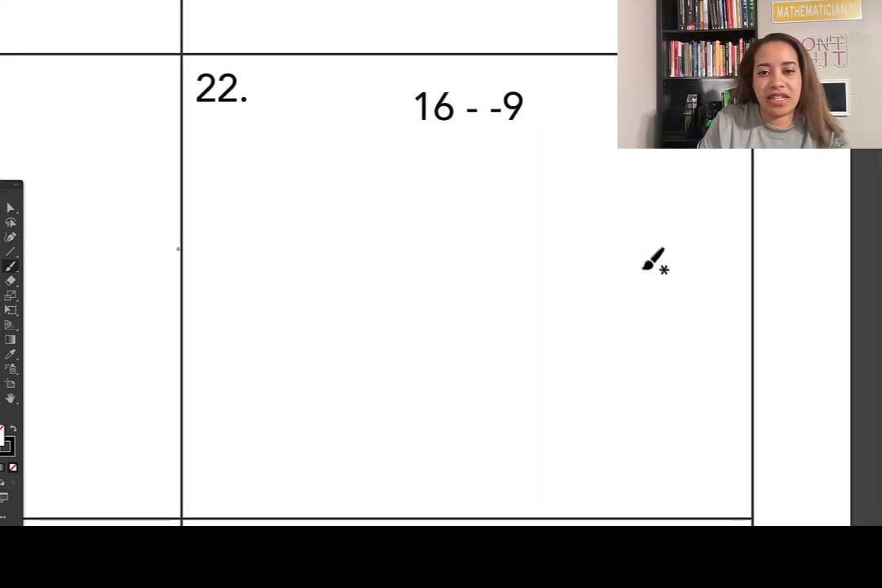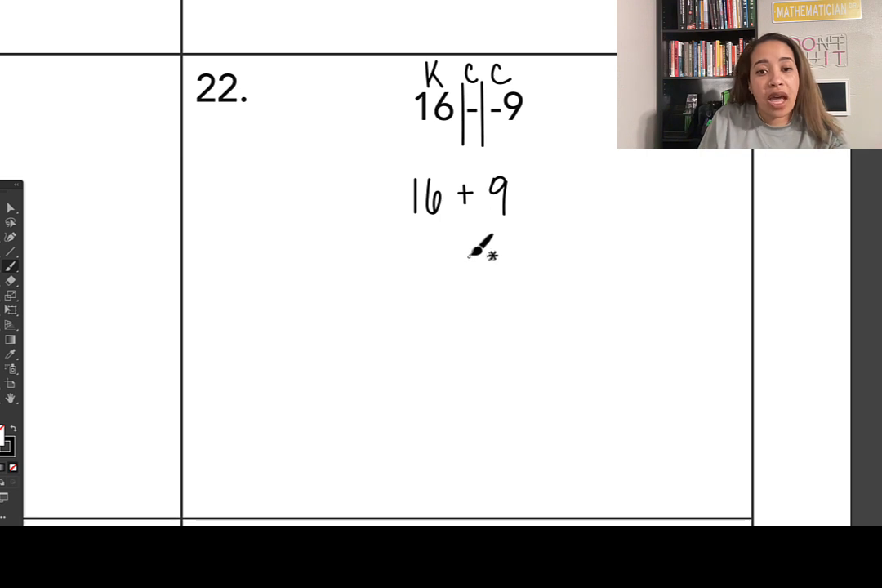Here is number 22. I see subtraction, so I say keep, change, change. We keep the 16, change from a minus to a plus, and change from a negative 9 to a positive 9. So now we are adding, and we see the same signs, so we say same signs add. 16 plus 9 gives us 25. So looking back at our original problem, we could also say 16 minus negative 9 is 25.